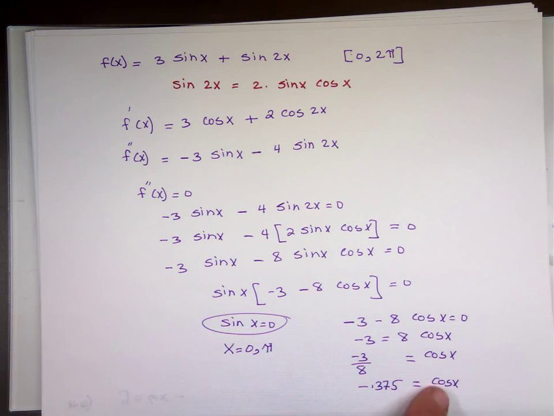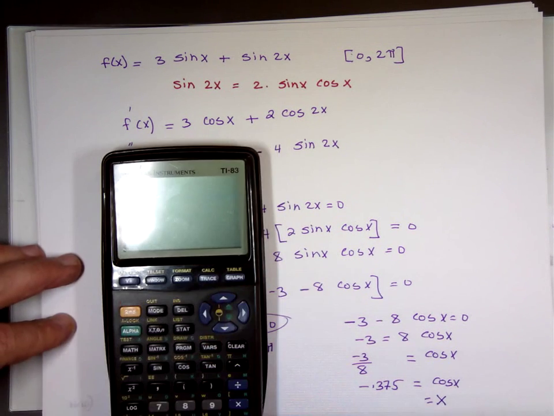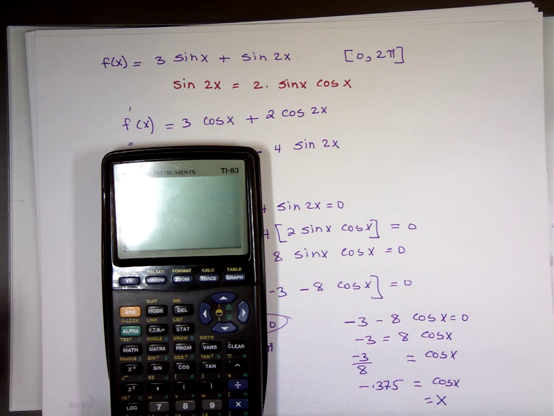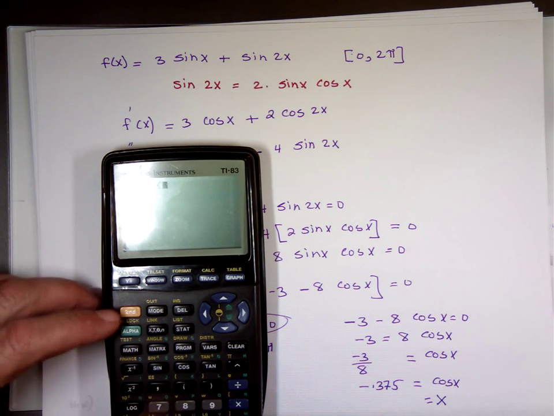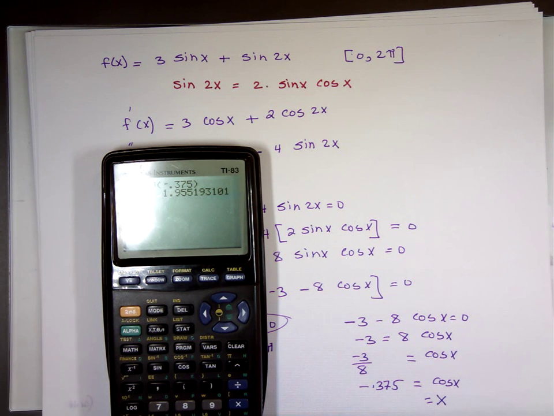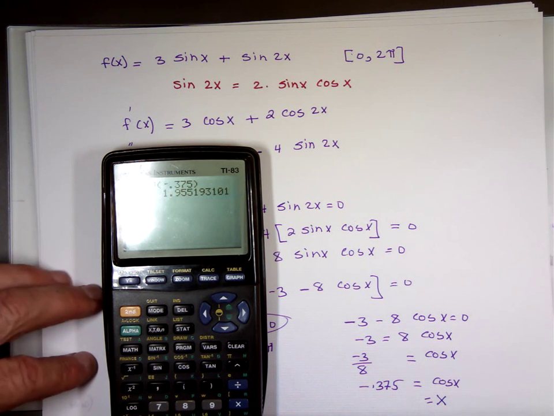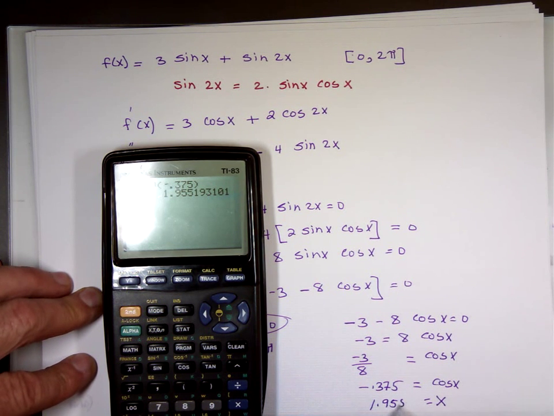The cosine is negative. To get x, that's the inverse cosine. So let me go to my calculator, because I don't have that 0.375 on the unit circle. I press second, inverse cosine of negative 0.375. That's 1.96 radians. Round the answer to 3 decimal places. So here we go: 1.955. That's 3 decimal places.